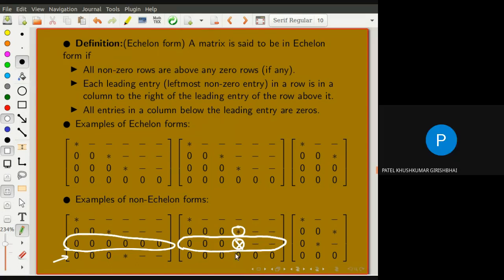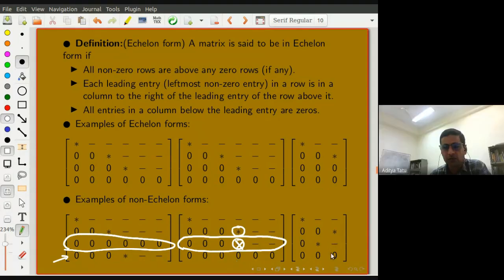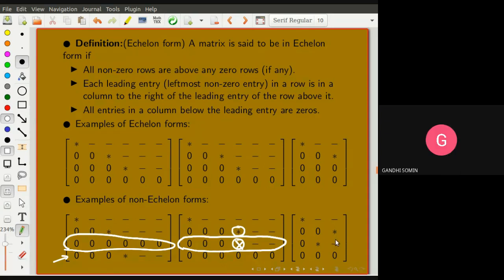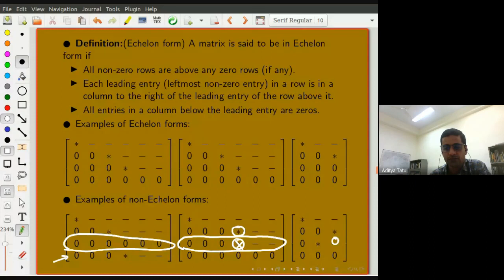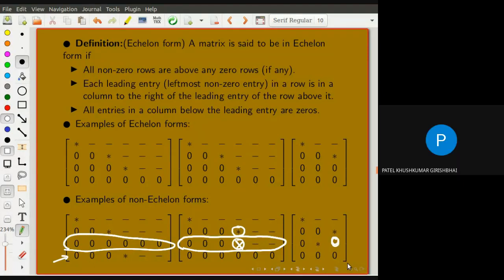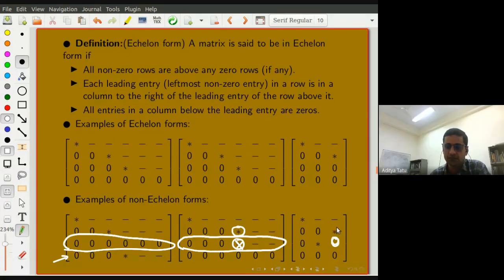In the third column, the leading entry below that is not zero. The third property is not satisfied. So let's say if this were to be a zero element. See, when I say dash, it can be anything. So let's say if this is zero, would that convert this into an echelon form? No, sir. Your second property is valid. These two are violating the second property. Is that clear?